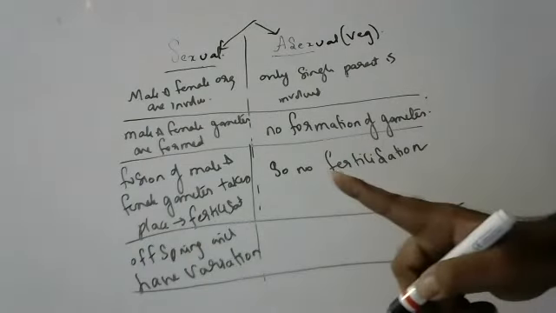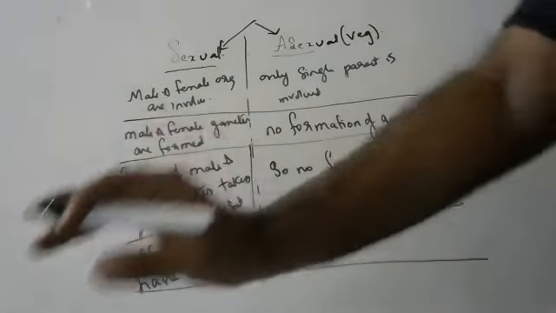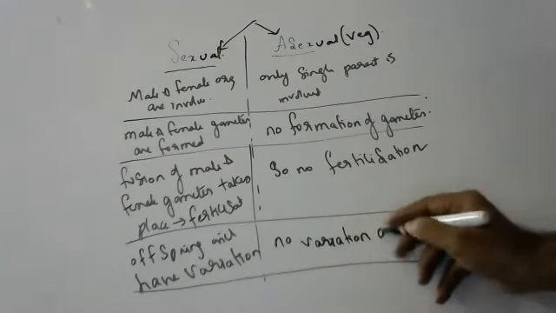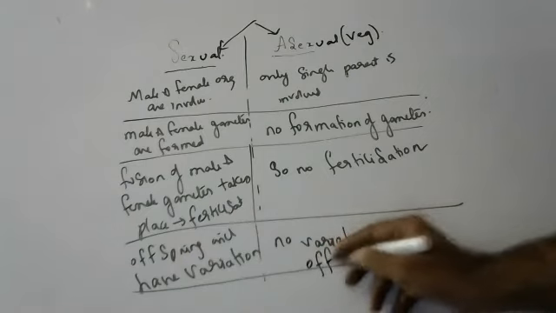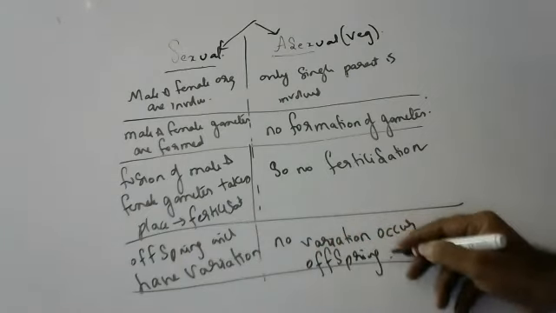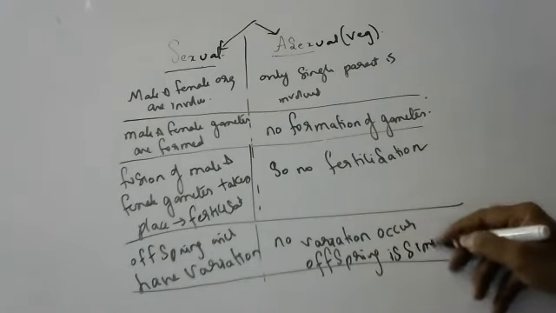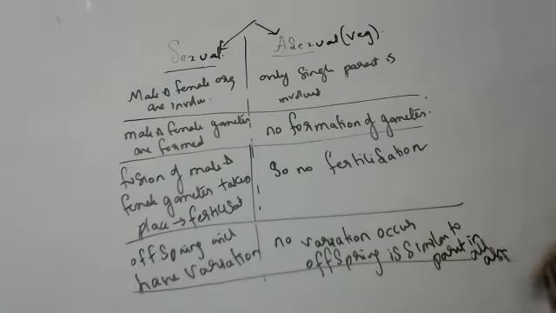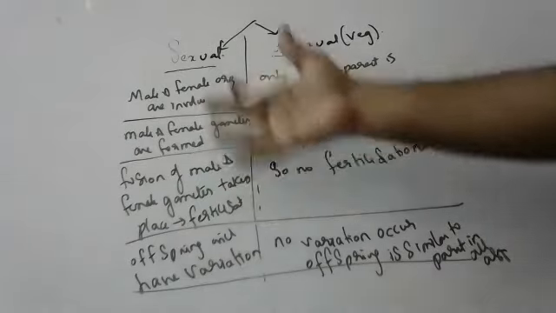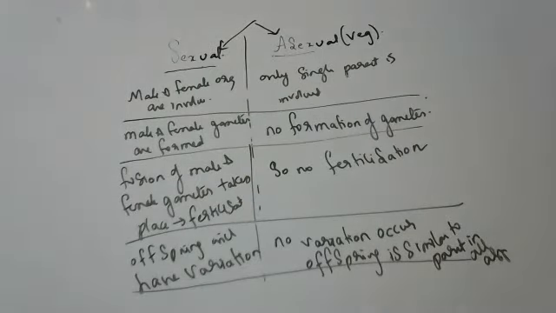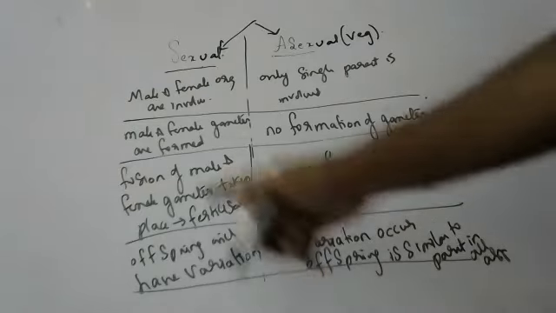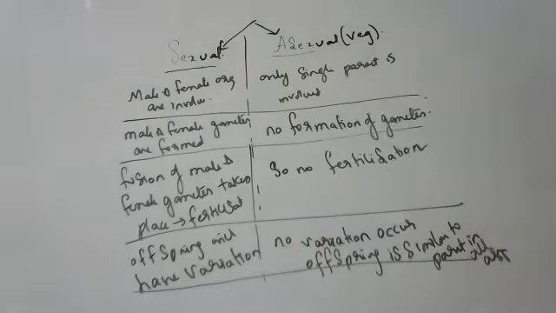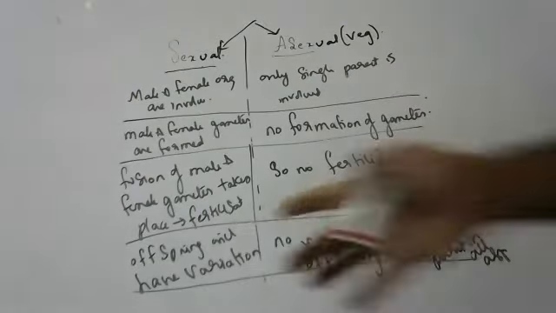Because here a single parent is involved, the offspring looks just like the parent. No variation occurs, and the offspring is similar to the parent in all aspects. Imagine a bacteria enters our body and divides into billions of bacteria. All the bacteria look the same because there is no variation. And here, male and female gametes fuse, so a new character will come, some mother character, some father character. That change in the character from parents to offspring is called variation.